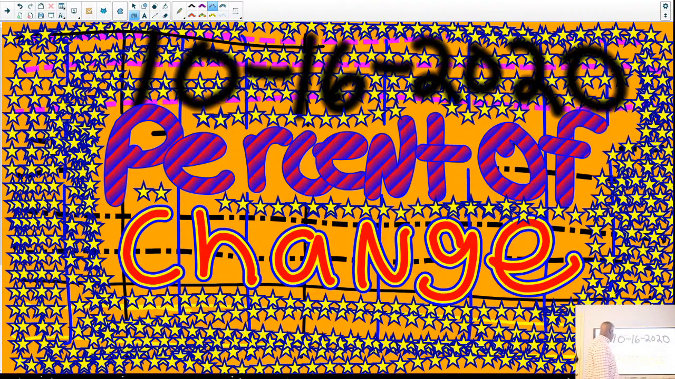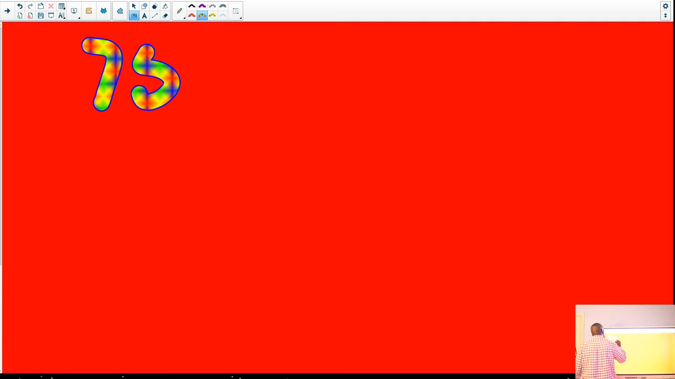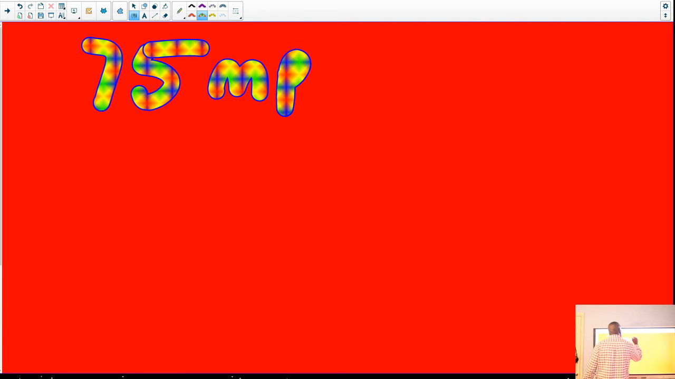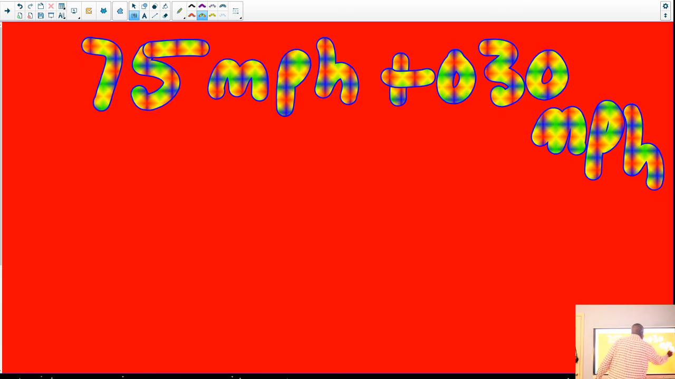As you can see, my board says 20% of change. We're going to start out with some problems that you guys can handle. Let's do the first one. You went from riding your motorcycle, let's say you went from 75 miles per hour down to 30 miles per hour. 75 to 30. Let's see here.